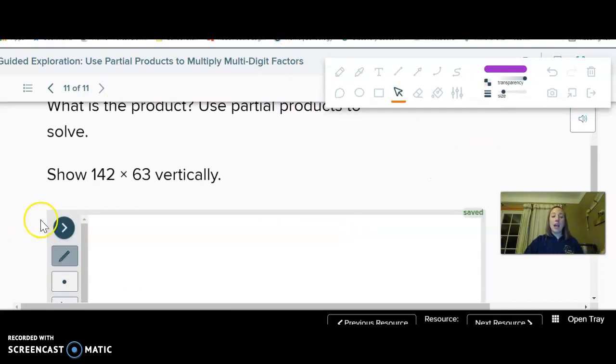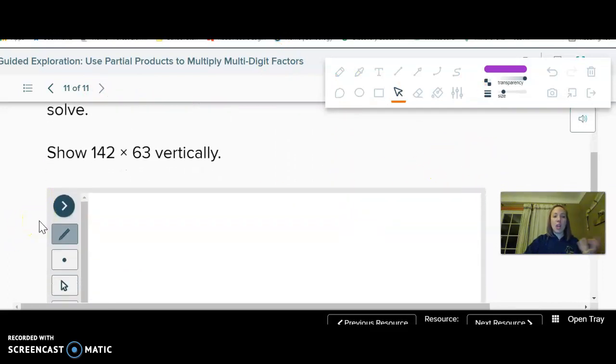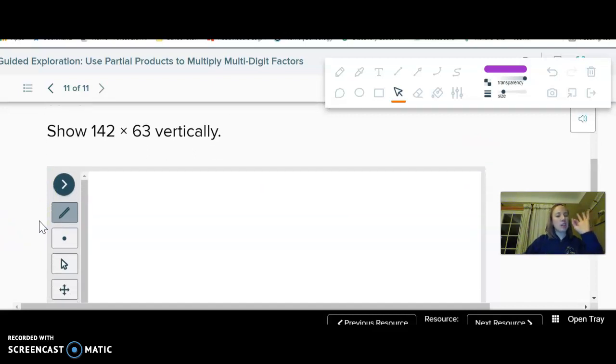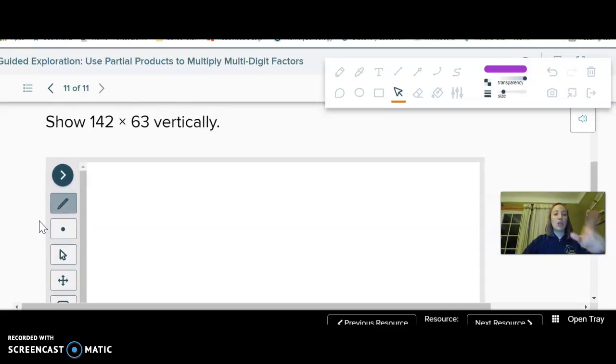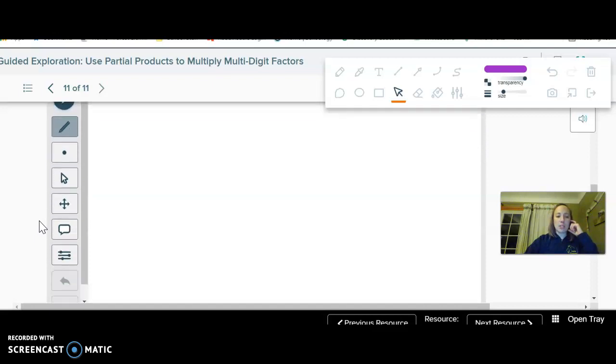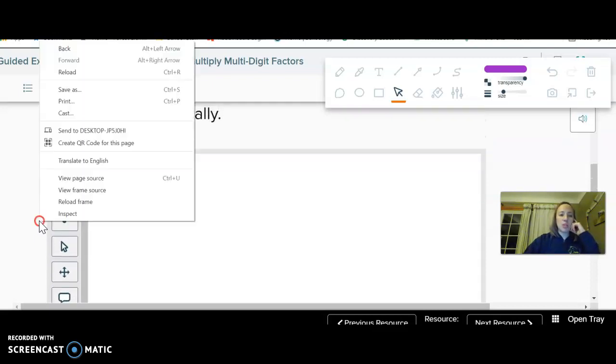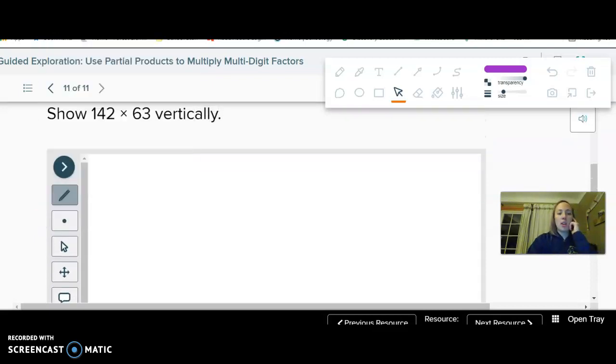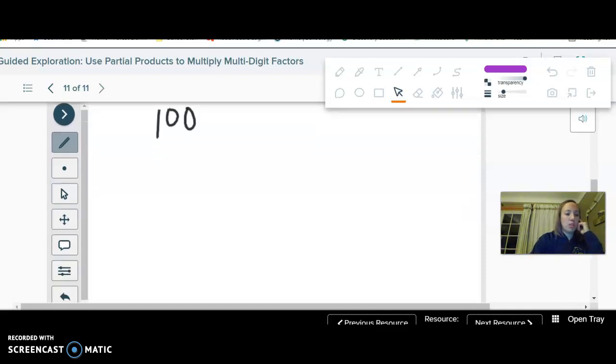That being said, I had a 5th grader 5 years ago. He loved it and he did fine with it. So if it works for you, awesome. If you're like, I don't get it, go back to the area model. So 142 times 63. I will demonstrate this one for you, and then I'll have you try some. Notice the practice area on your page is not very big, so you'll probably want to either get more scratch paper or use a whiteboard.